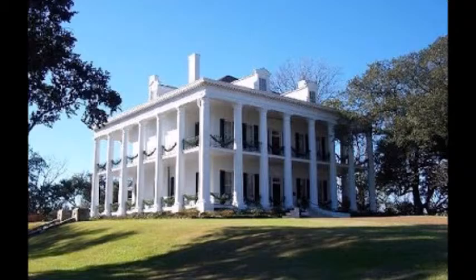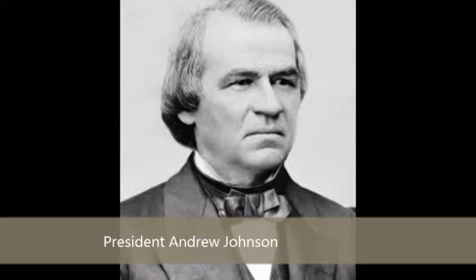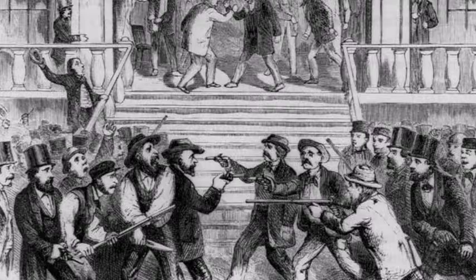Slavery was abolished, Lincoln was assassinated, and President Andrew Johnson declared that peace, order, and tranquility were restored throughout the entirety of the country. The Civil War was not just a fight for human rights, but a change of the political landscape of the United States and its citizens.